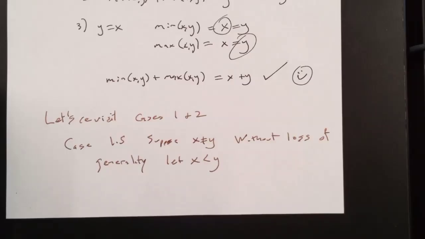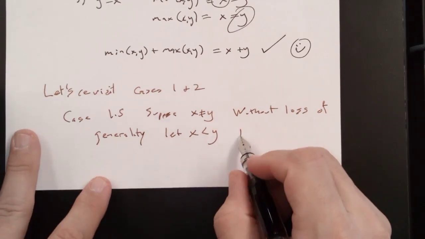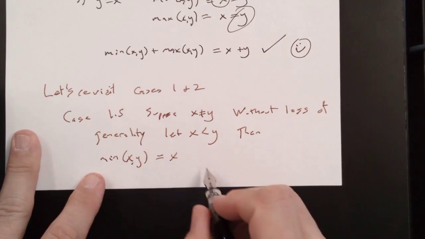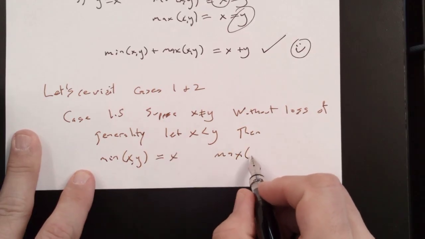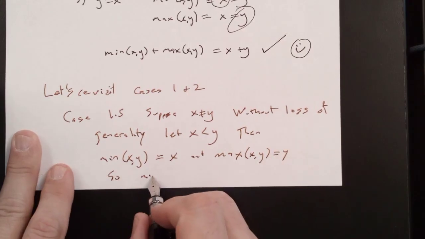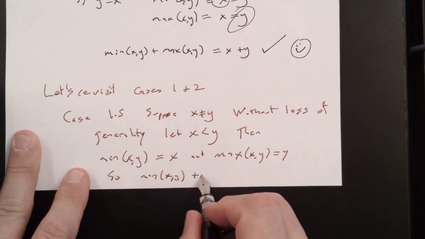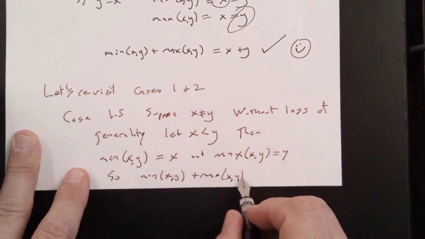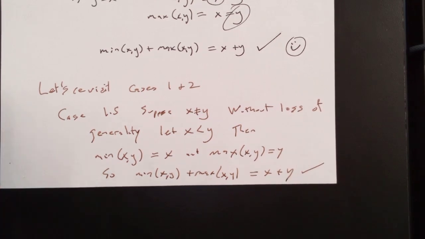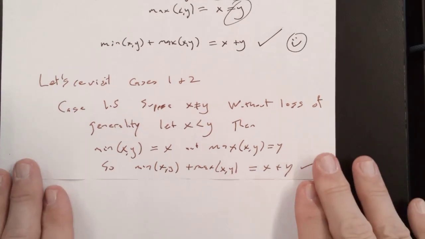Now I go through the exact same argument. Then the minimum is X and the maximum is Y. So minimum plus maximum is x plus y. And I only have to write that down once. I don't have to do, well, what if the other way? It doesn't matter. Just change the names of the numbers.